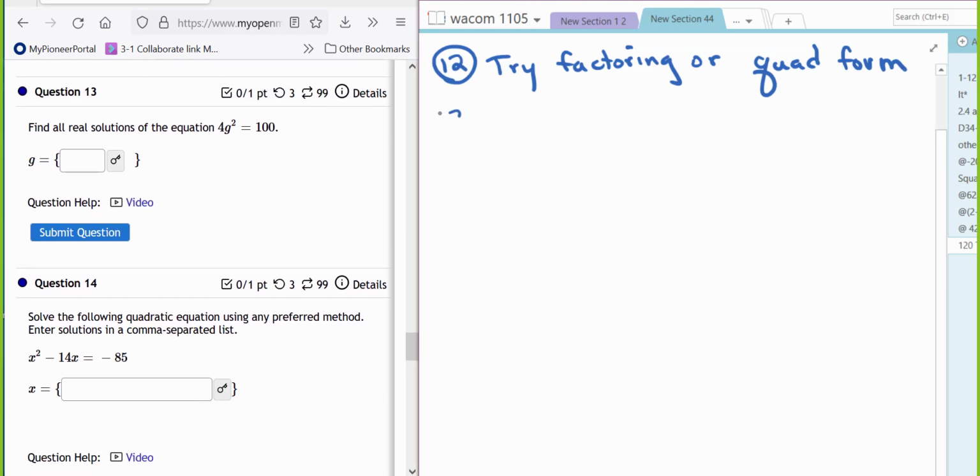13, I would definitely go with square root method because you don't have a plain X term here. You have something squared equals a number. You have to get the 4 off first, so divide by 4, but then go with square root method.